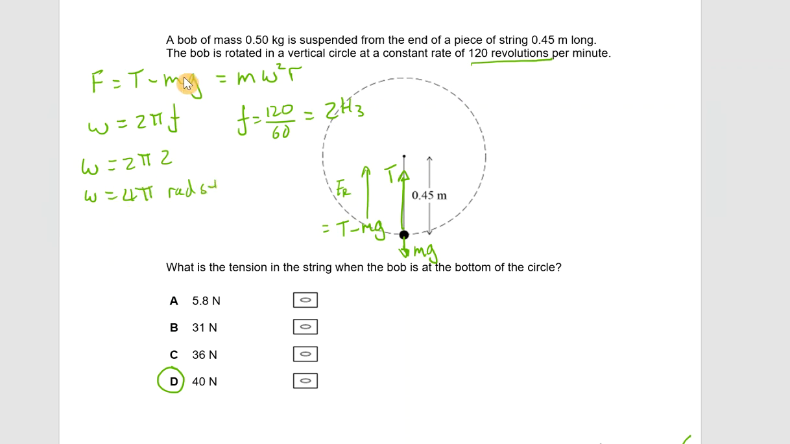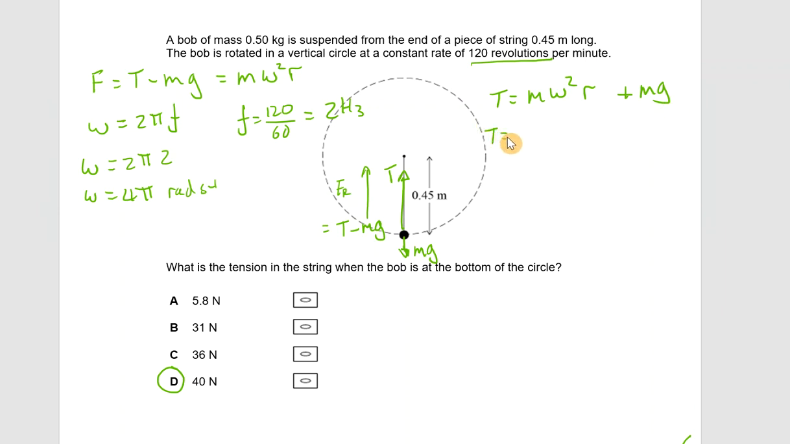Now I've got everything I need to put into this equation. Let's just write that equation out, making tension the subject. So the tension is equal to the mass multiplied by the angular velocity squared multiplied by the radius plus the mass multiplied by the gravitational field strength.